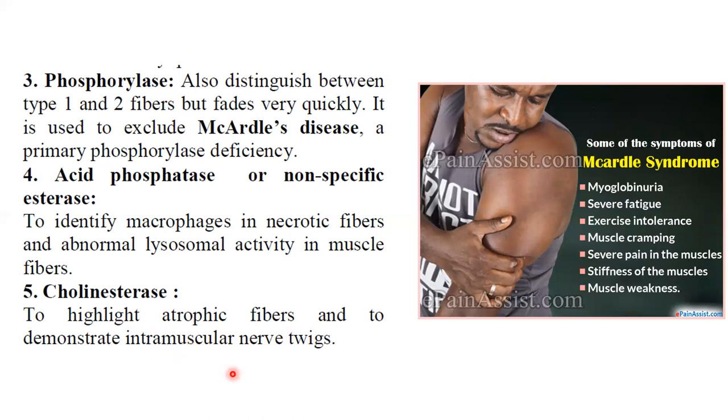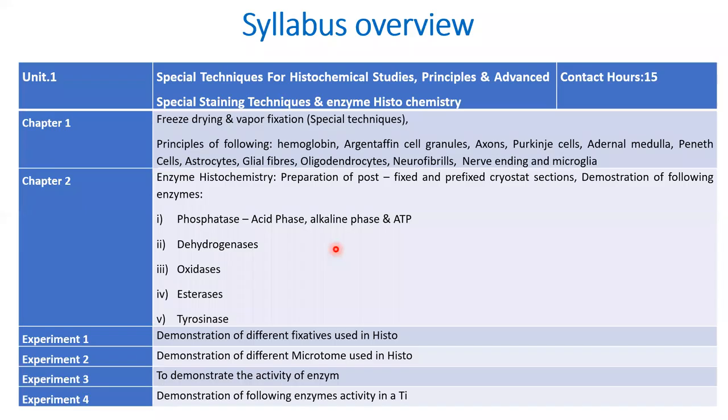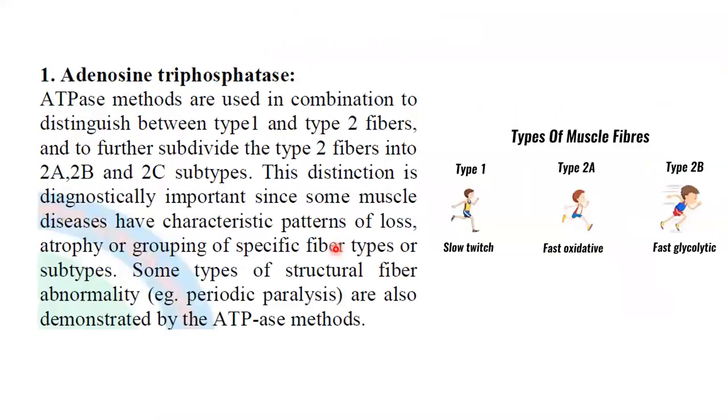So intramuscular nerve fibers and atrophic fibers within the tissue can be identified by this. That is the clinical significance of doing this cholinesterase demonstration within the tissue. So this is all about your enzyme histochemistry. Okay, so a quick revision of your enzyme histochemistry.